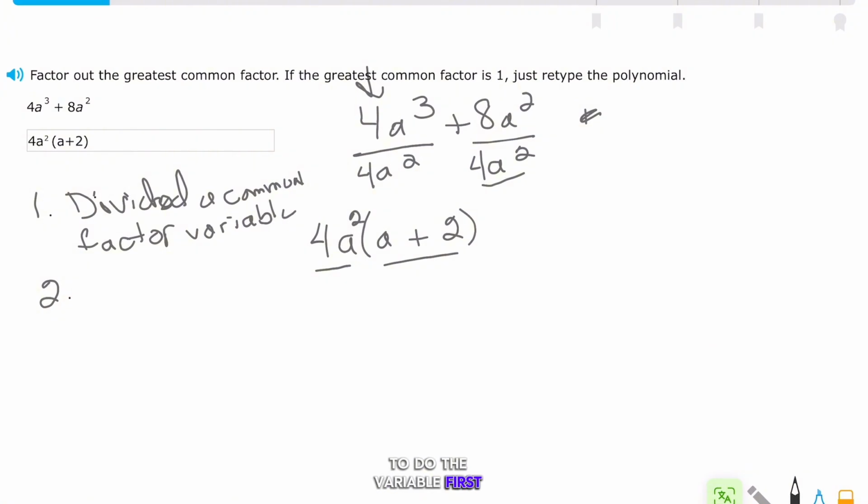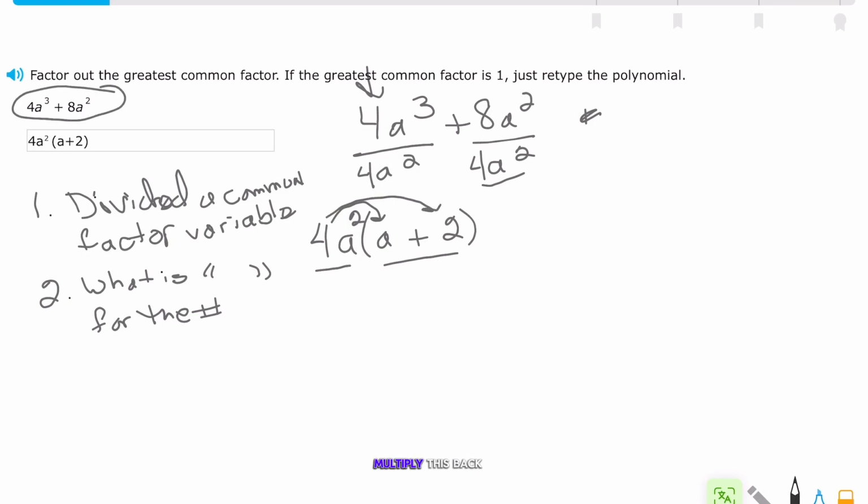I like to do the variable first. And then I figured out what number goes into both. So what is, and I'm going to put quotes for a common factor for the number. And then I'm going to just say the rest and you can write this. And then I check it by multiplying it back inside the whole term to see if it matches the original term, which is here. So when I multiply this back together, I get 4a cubed plus 8a squared, which is what we began with.